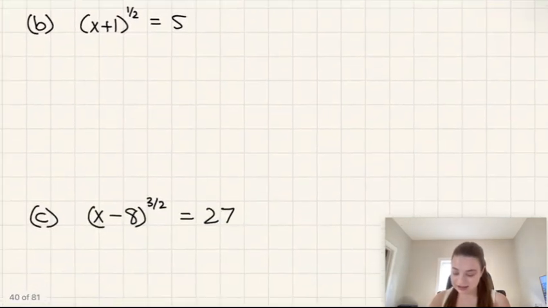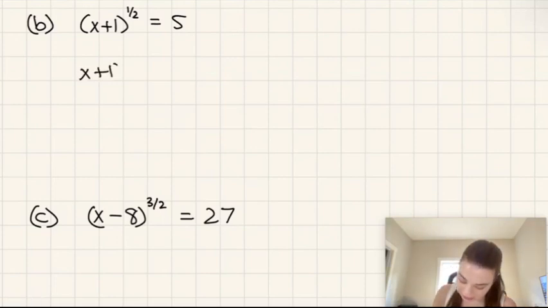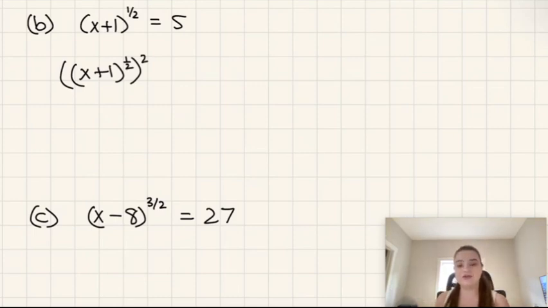Okay, let's try this next one here. This one says (x plus 1) to the power of 1/2 is equal to 5. So the first step here is I'm going to square both sides, because the opposite of taking something to the power of a half would be taking it to the power of 2. So we want to take both sides to the power of our reciprocal so that the exponents just get canceled out.